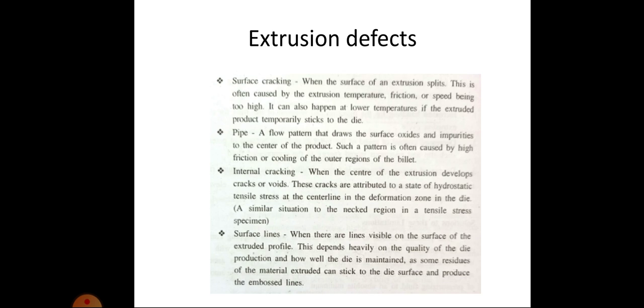Second one is pipe, a flow pattern that draws the surface oxides and the impurities to the center of the product. Such a pattern is often caused by high friction or cooling of the outer regions of the billet.